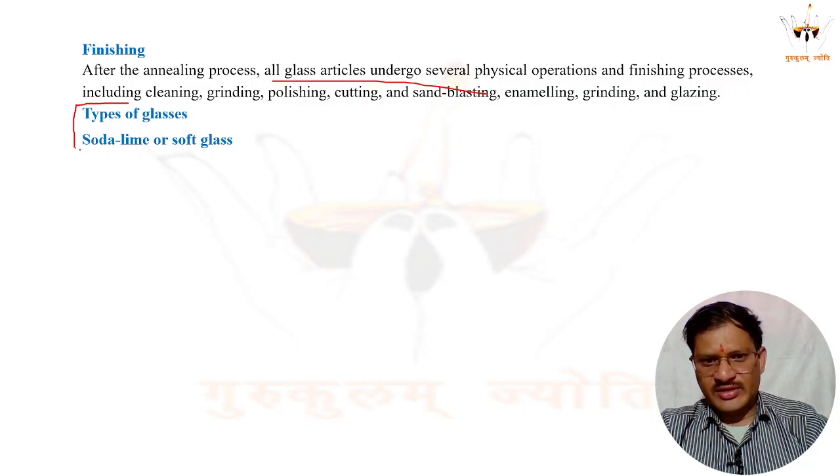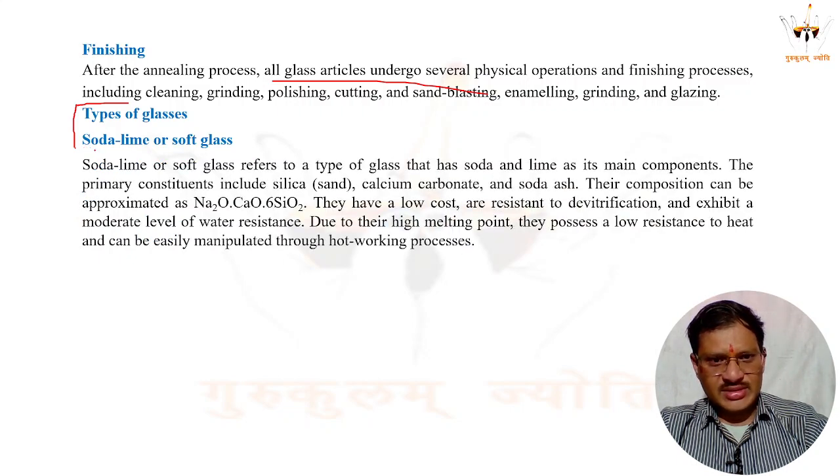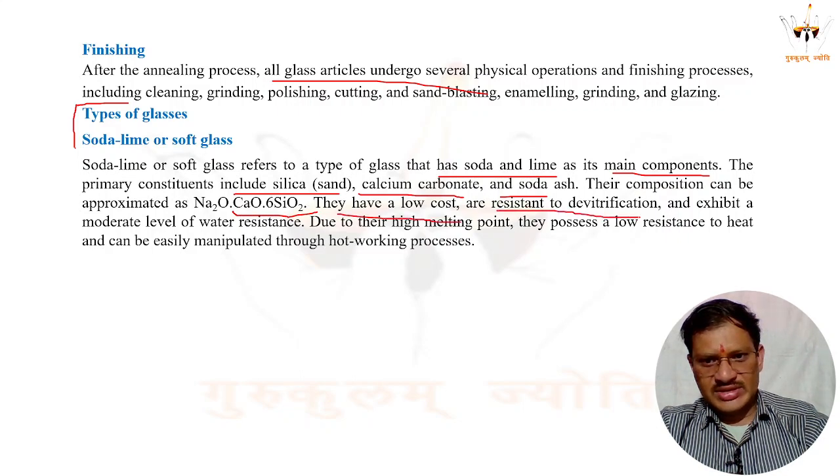Soda lime or soft glass is there. Soda lime or soft glass refers to a type of glass that has soda and lime as its main components. The primary constituents include silica, calcium carbonate, and soda ash. Their composition can be approximately Na2O, CaO, 6SiO2. They have a low cost, resistance to vitrification, and exhibit a moderate level of water resistance.